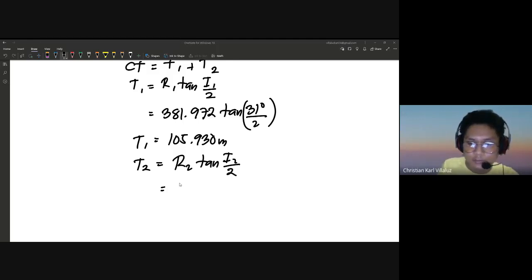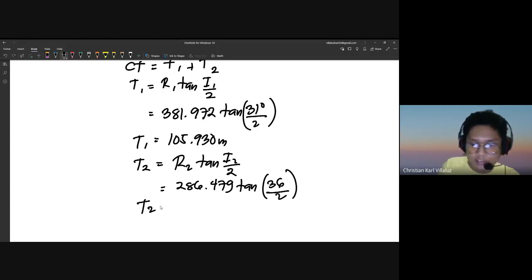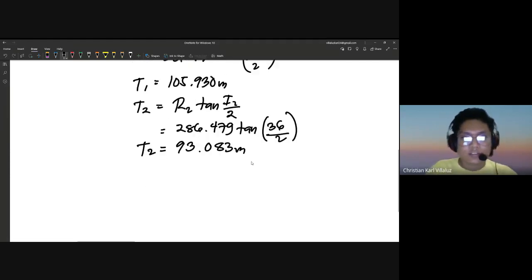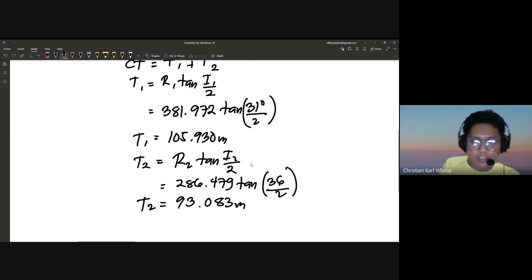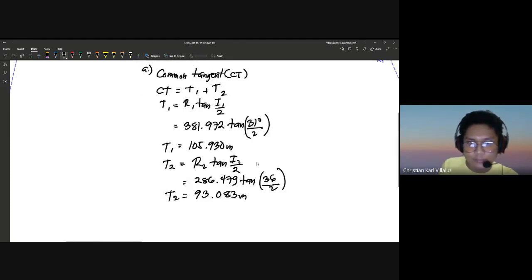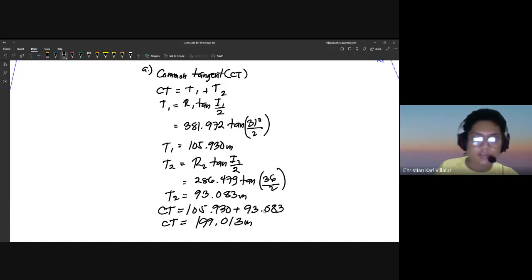So, substitute. R2 is 286.479 tangent 36 over 2. So, tangent 2 is 93.083 meters. Yan. Pwede na mahanap si common tangent. Add lang yung dalawa. Okay. Common tangent is 199.013 meters.